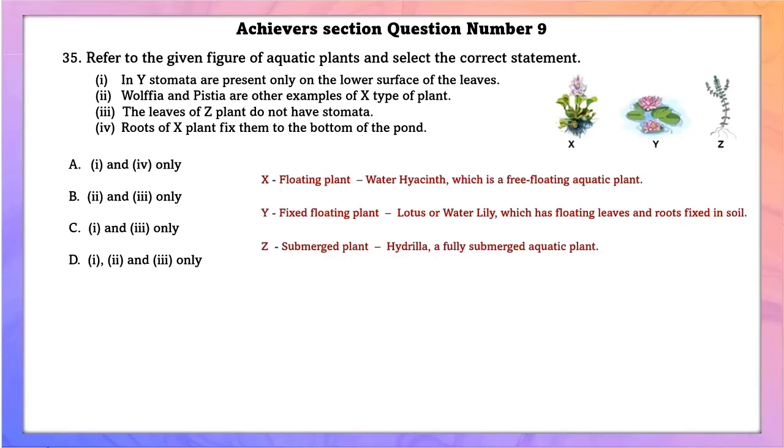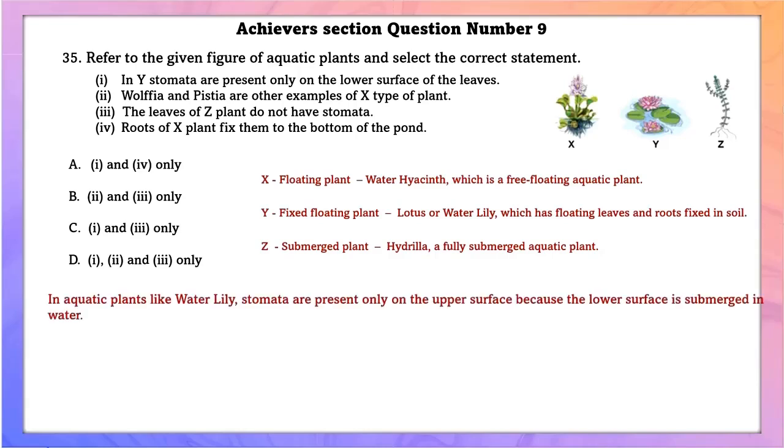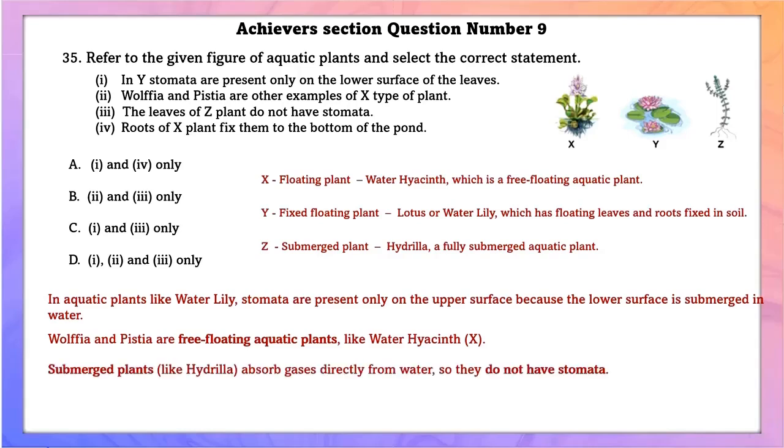Now let us check the options. First one. In Y, stomata are present only on the lower surface of the leaves. In aquatic plants like water lily, stomata are present only on the upper surface because the lower surface is submerged in water. So the first one is false. Second one, Wolffia and Pistia are other examples of X type of plant. Wolffia and Pistia are free-floating plants like water hyacinth X, which is true.